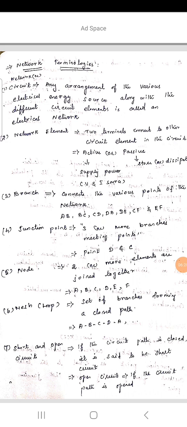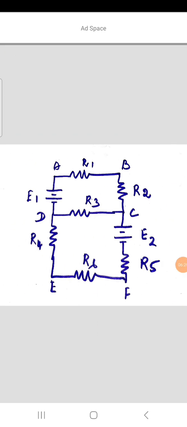And then a mesh is nothing but a loop. It is a set of branches forming a closed path. For example, we have AB, CD, A. This is a loop. And DC, FE, D is a loop. And AB, CF, EDA. These are all said to be loops.